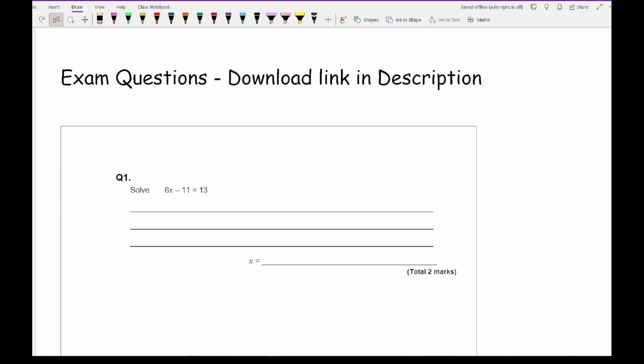So looking at question 1, which involves linear equations, it's asking us to solve 6x minus 11 equals 13. So our final answer needs to look like x equals. Here what we've got to do is get rid of the 11. I do that by adding 11. So that then becomes 6x equals 24, and then I divide by 6, so x equals 24 divided by 6, which is 4.